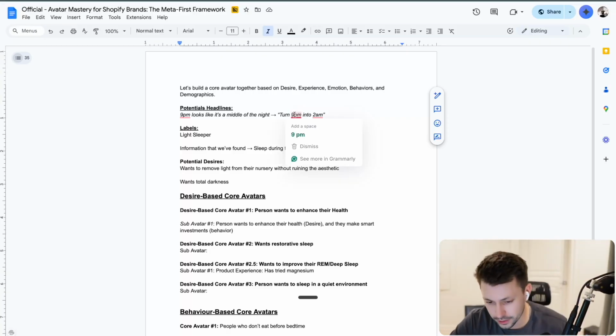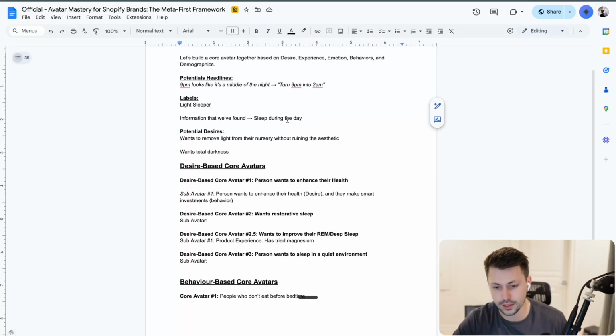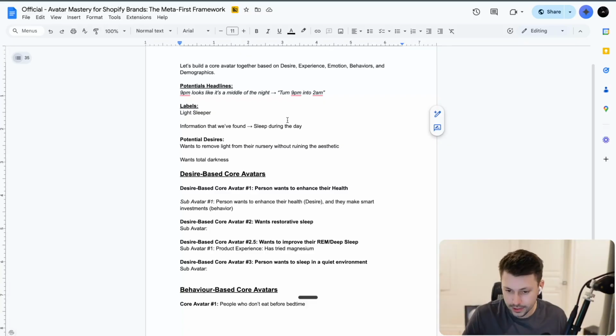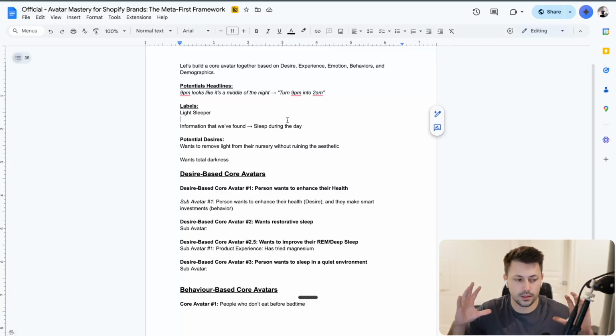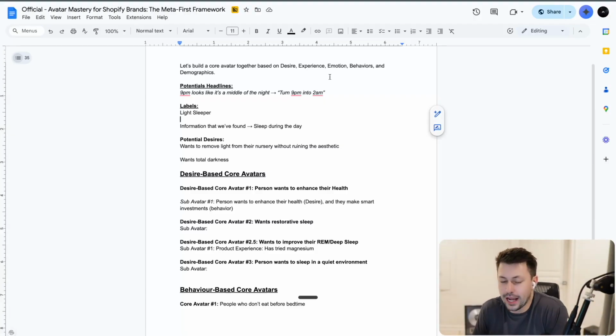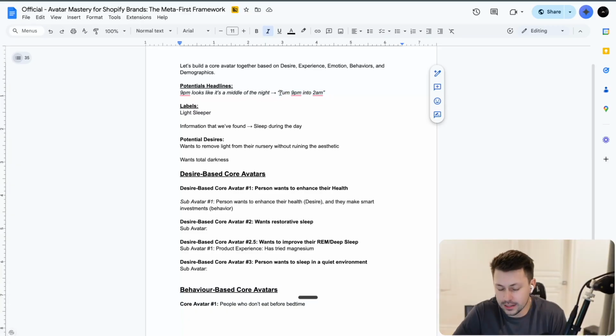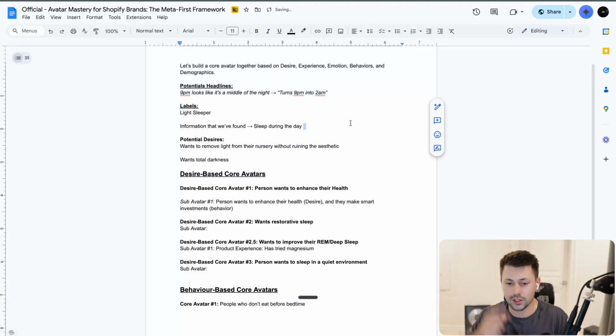Now, what avatar does this go after? This likely goes after someone who wants darkness in their bedroom, or wants total darkness, or wants this blackout effect, right? And we can assume that desire. I can't guarantee it, but if this resonates with someone, we can assume that they want their bedroom to be dark. Turn 9 p.m. to 2 a.m., and we show a photo of the product, right? So there's an example of how we can use research to also come up with headlines.